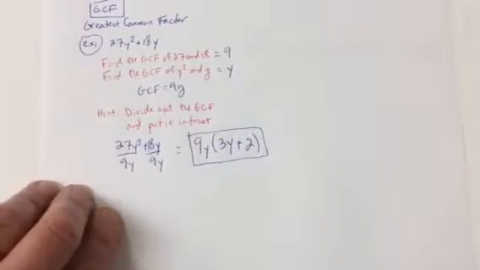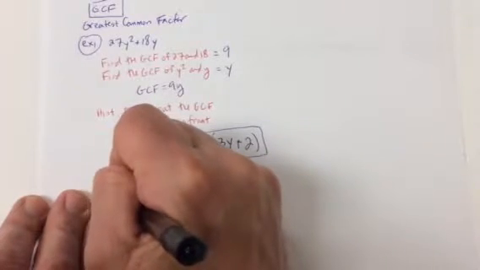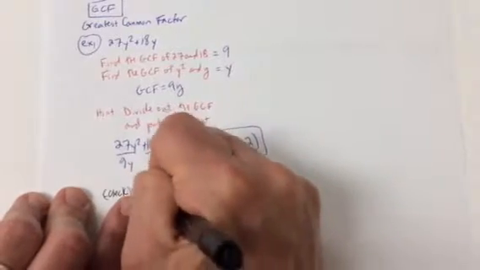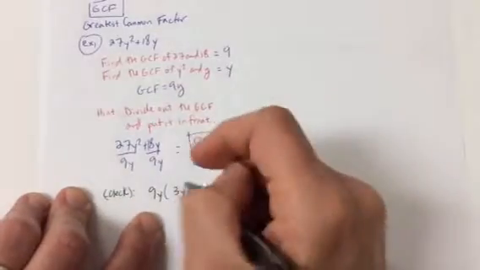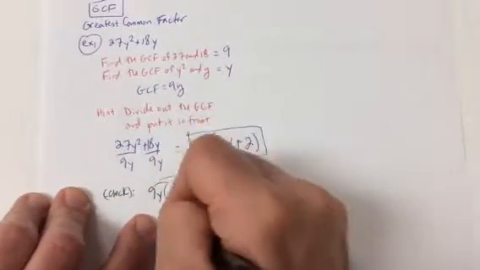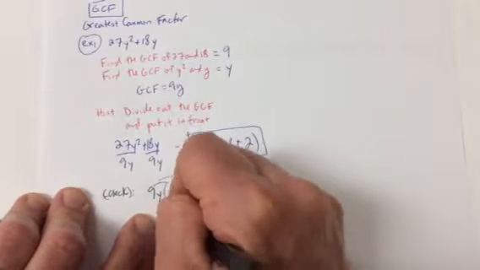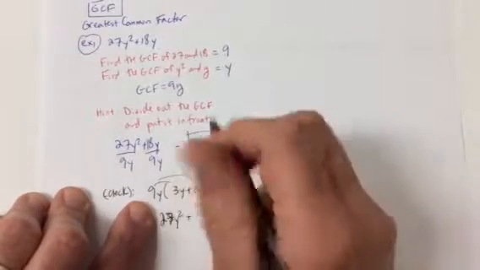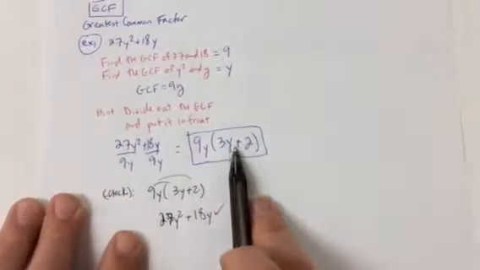Now, one really cool part about this is you can check your answers. So let's do that. If we have our 9y and then 3y plus 2, if we multiply that out, 9y times 3y is 27y squared, since y times y is y squared, plus 9y times 2 is 18y. Is that what we started with? It is. So this is going to be our factored version.